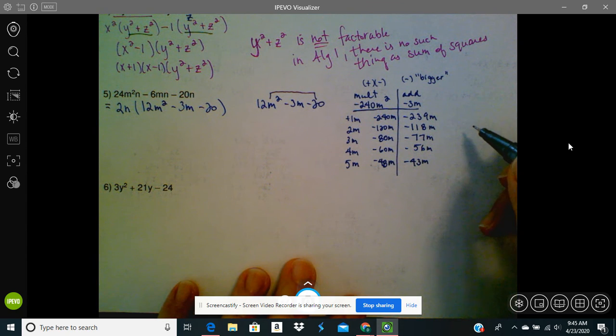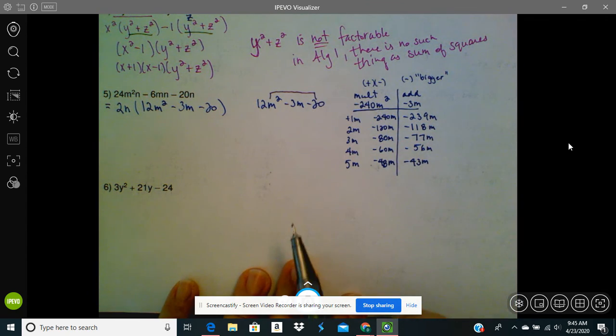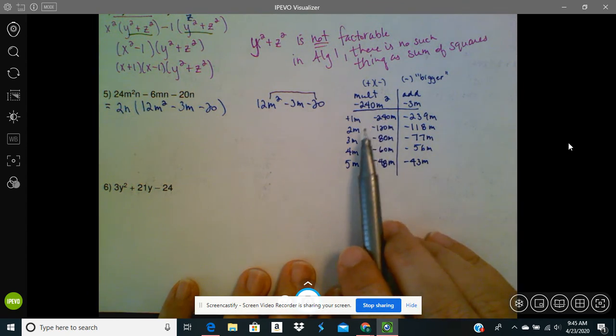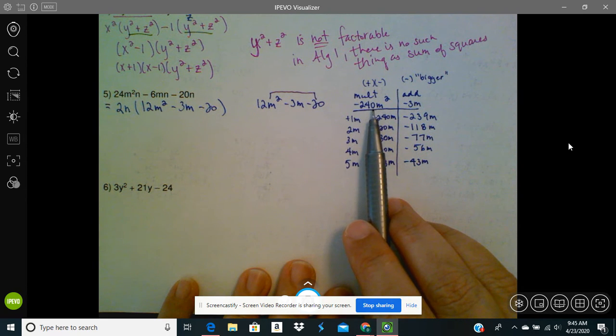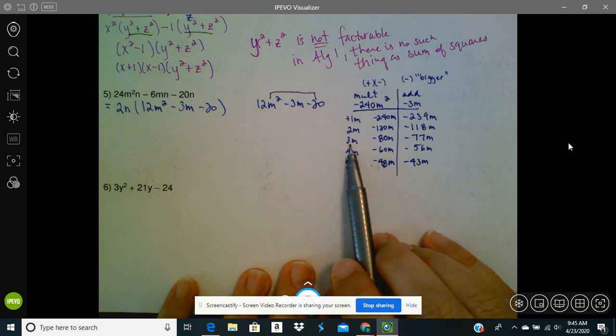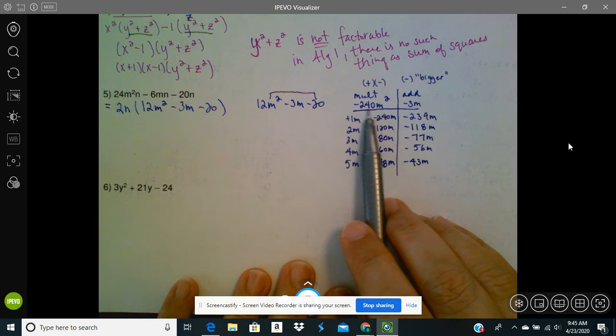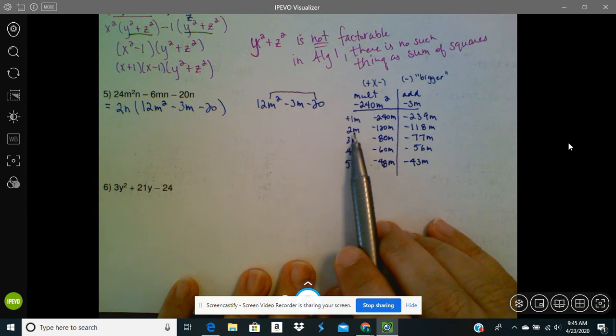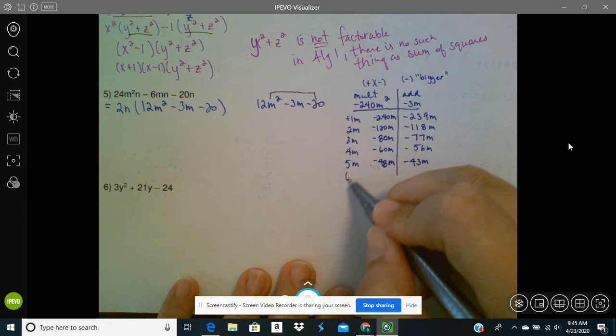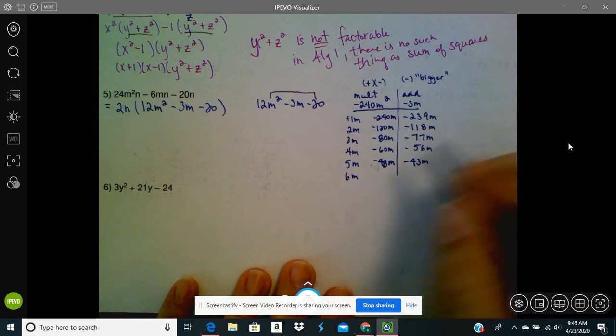Okay, does 6 go into this? Remember your divisibility rules from 5th grade? 2 divides into this because it's even. 3 divides into this because when you add the digits, you get a number divisible by 3. So if 2 and 3 are factors, that automatically means 6 is a factor.